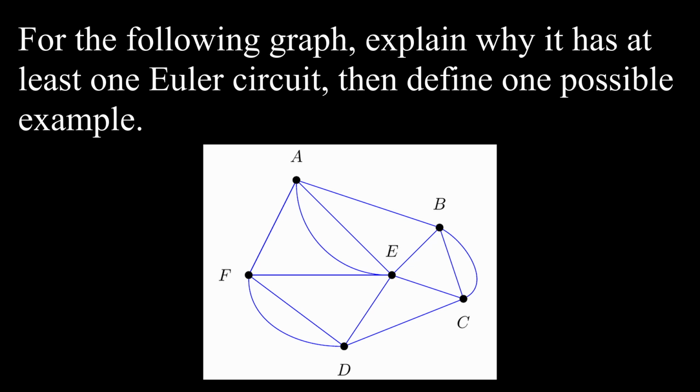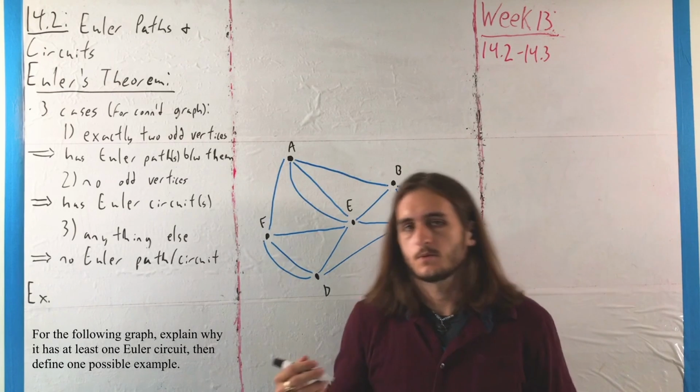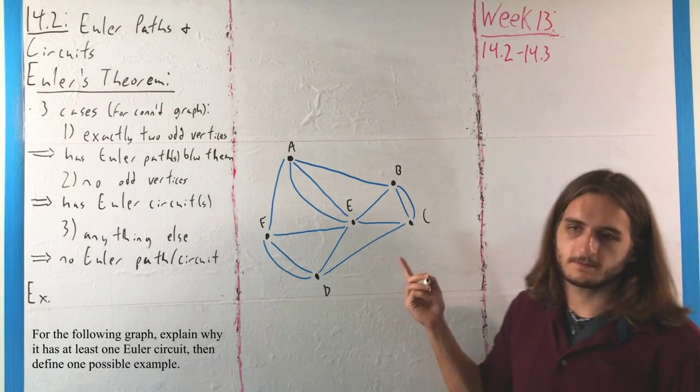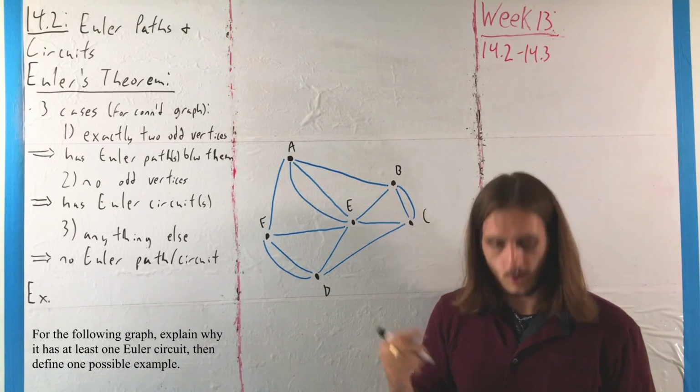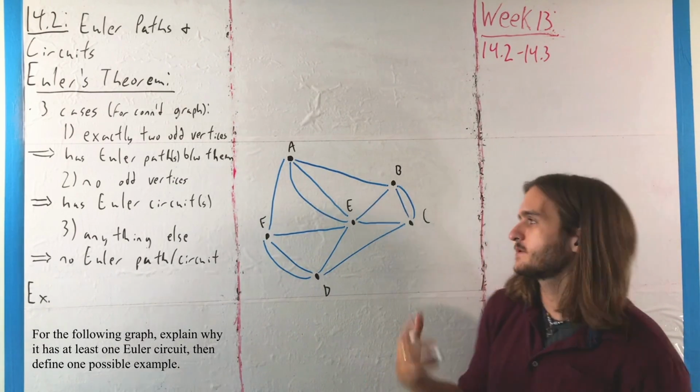So for the graph given here, we want to explain why it has at least one Euler circuit and then define one possible example. And to do this, I've already copied down a picture here because I'm going to be doing some erasing and rewriting and I don't want to deal with recoding all of those examples.